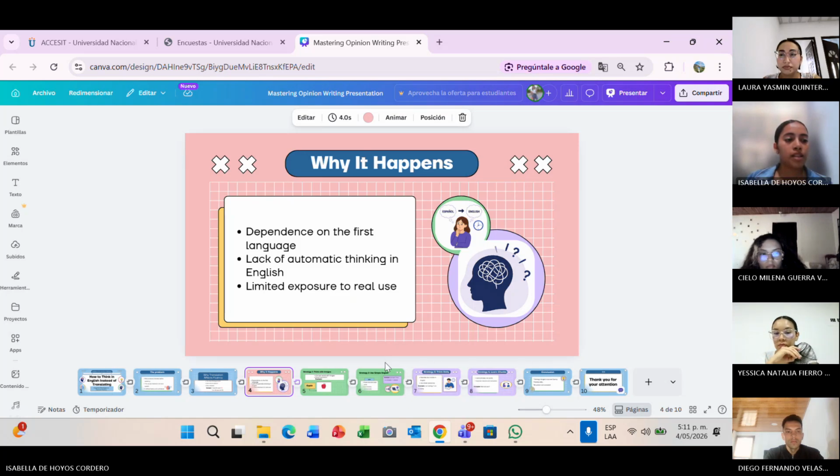This happens because our brain is used to our first language. We have not created automatic connections in English yet. So we depend too much on Spanish. However, there are some strategies that can help us think directly in English and improve our fluency.